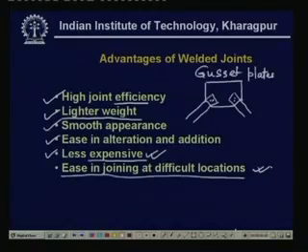Now, in the modern world we have various automated welding processes, therefore, the expense is small, and then we can have enough flexibility in the welding process, therefore, the ease in joining at difficult locations is there. So, these are the different advantages of welded joints, and therefore, these welded joints are used almost extensively in today's engineering world.